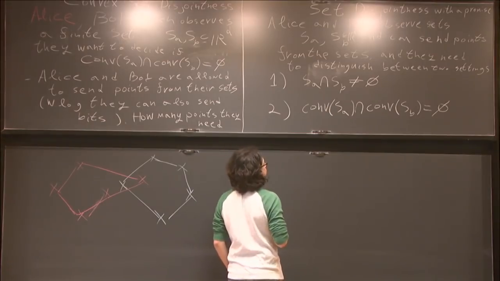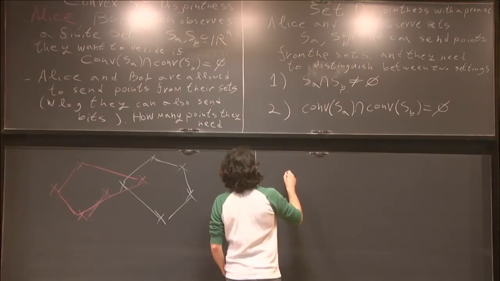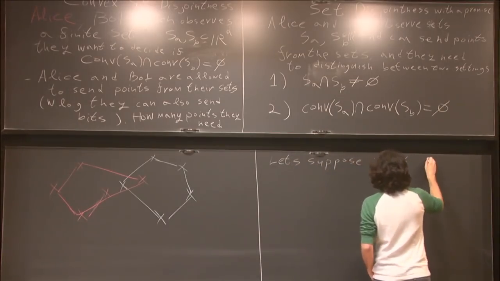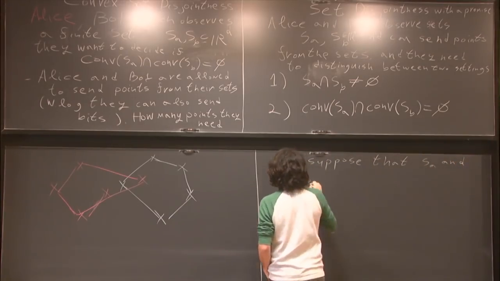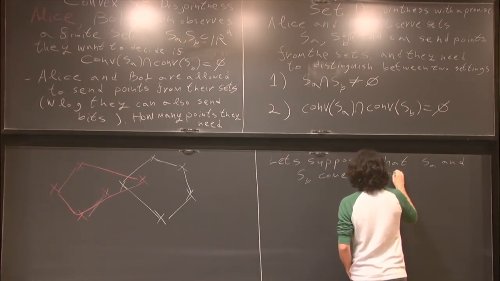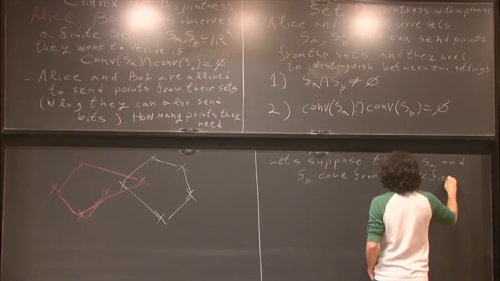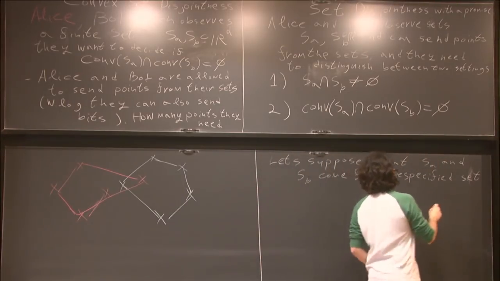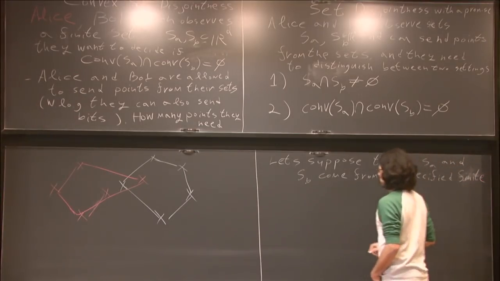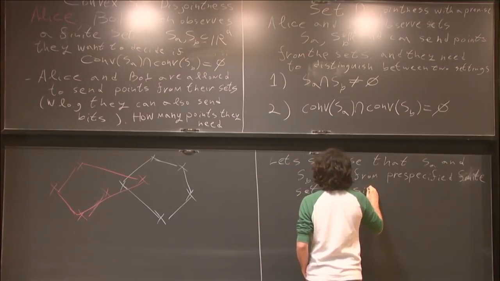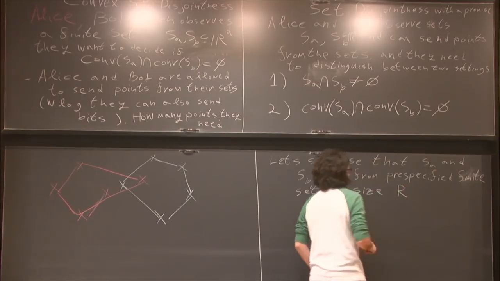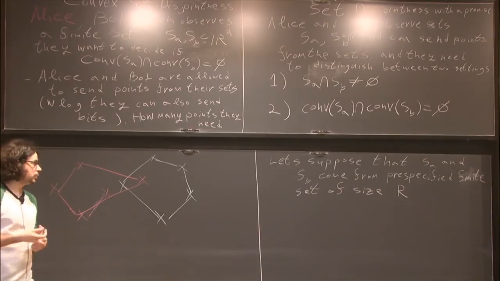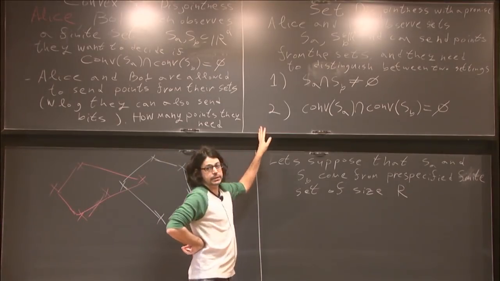So to relate it to communication complexity, let's suppose that SA and SB come from a pre-specified finite set of size, let's say, R. In this case, sending points can be turned into sending bits. Each point can be encoded using log R bits, and then you can relate this to the set disjointness problem.